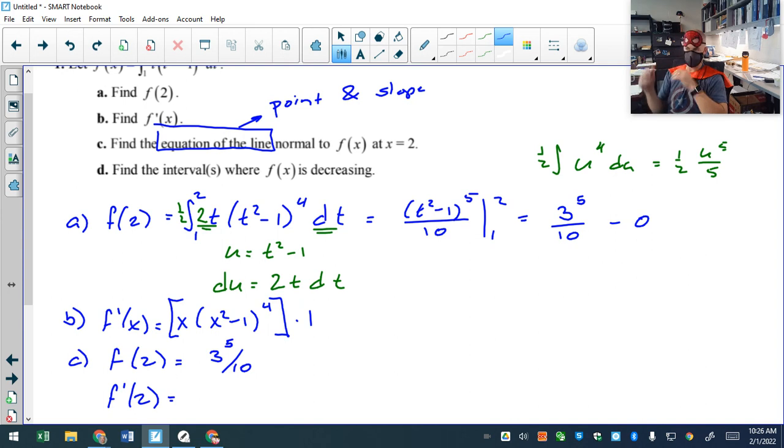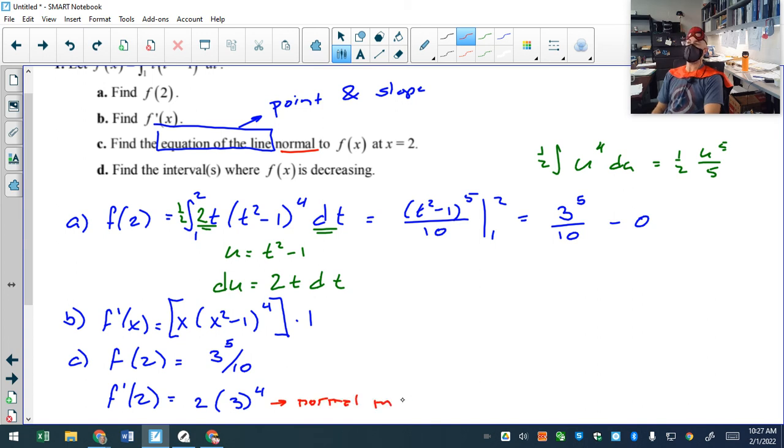f prime of 2. Oh, we just found f prime of x in part A, so f prime of 2 would be 2 times 2 squared minus 1, which is 3 to the 4th. You want to clean that up? You could. Shouldn't be painfully difficult, but it does open the door to mistakes. I think I'm going to leave it like that for now. But be careful, because I asked for the equation of the line normal. What does that mean? Not same. Perpendicular. Normal is perpendicular. So what we just found was the tangent slope, therefore the normal slope.